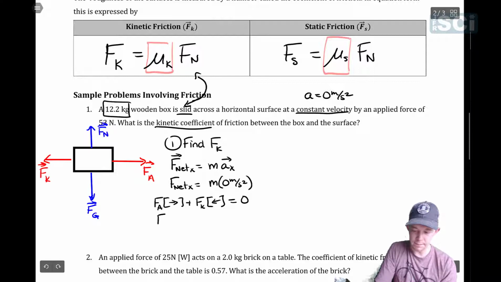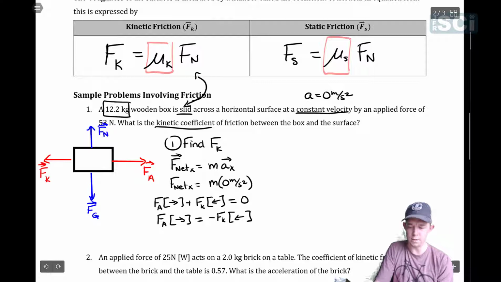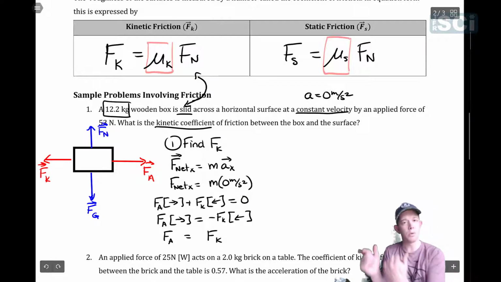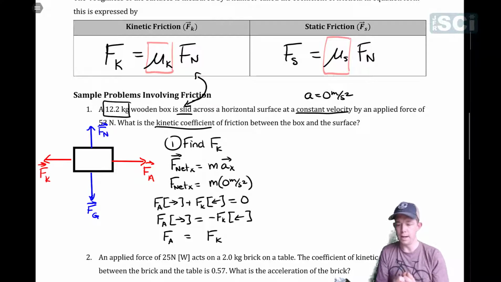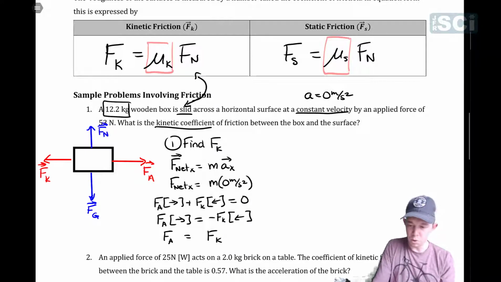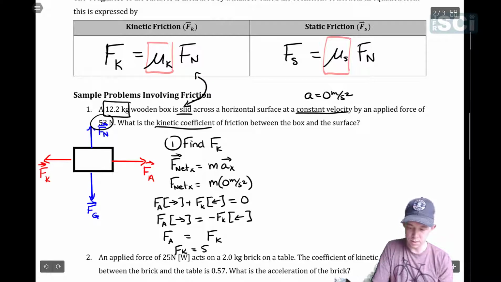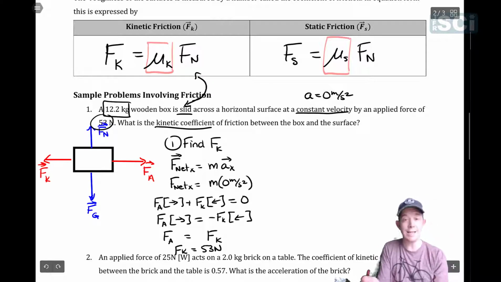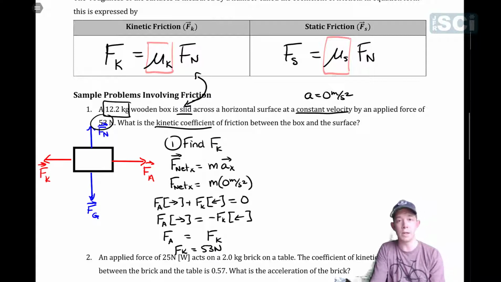When I rearrange this, I find out that my applied force towards the right is equal to the negative of my kinetic friction force towards the left, and we know that that's not nice. We don't want a negative direction, so the applied force is equal to the kinetic force if they're both acting towards the right here. So I know the applied force is equal to my kinetic force, and I've been told my applied force is 53 newtons. So that tells me that my kinetic friction force is 53 newtons. So I need that piece. I'm now up to the point where I know my kinetic friction.